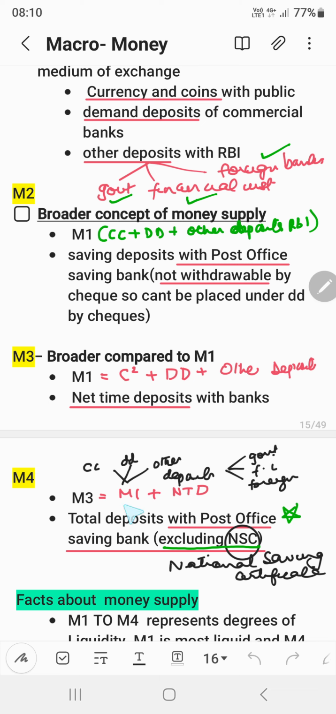And the components of M1 we have done: cash and coins with public, demand deposits with the commercial banks, and other deposits with RBI, which we have done, the deposits held by RBI on behalf of the government, on behalf of foreign banks, and financial institutions.